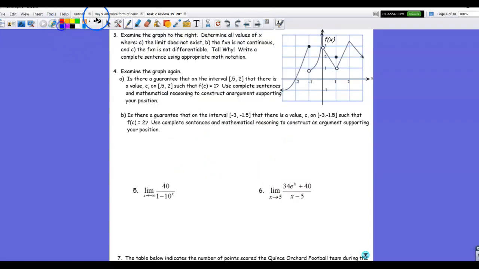Problem number 3. In number 3, we're going to examine the graph over here to the right of f of x, and we're going to determine all values of x where a, the limit does not exist, so we have 3 things to do here, b, the function is not continuous, and c, where the function is not differentiable, and explain why. Write a complete sentence using appropriate math notation.